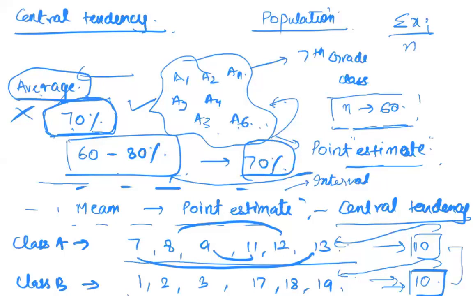Okay, so see, I understand what mean, median, everything. I just want to know what is central tendency. The central tendency is basically it sort of summarizes a population, gives you one point value and tells you that this population sort of behaves like this number.